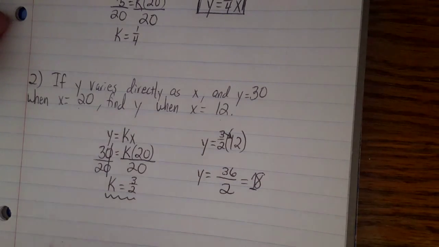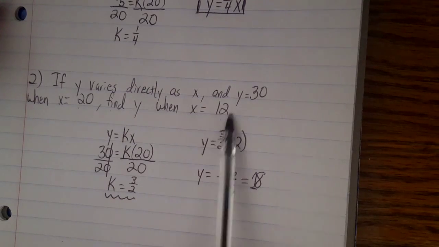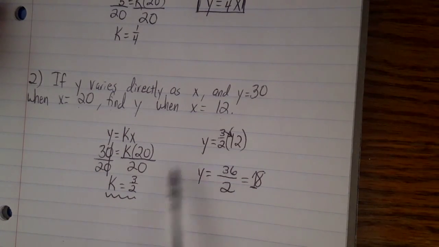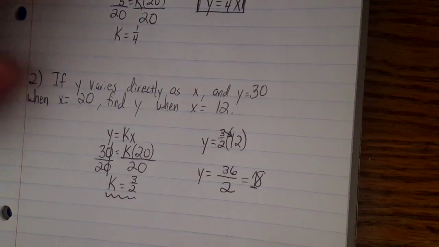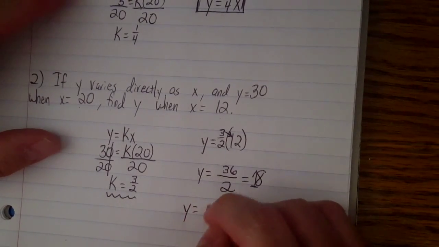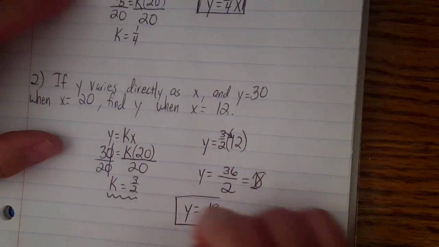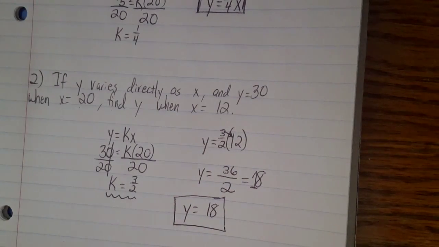That is exactly what they wanted me to find. So in this particular problem, when x is 12, I have a constant of variation of 3/2, which we found. y turns out to be 18. Let me rewrite this a little cleaner. 18. And that is that direct variation problem solved.